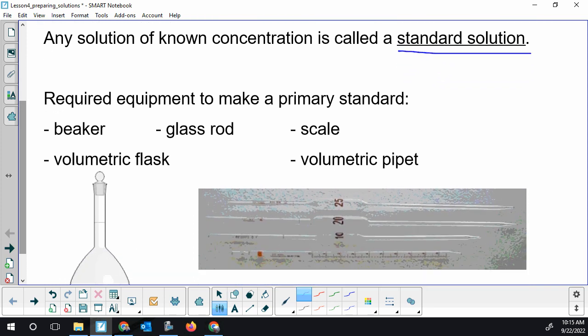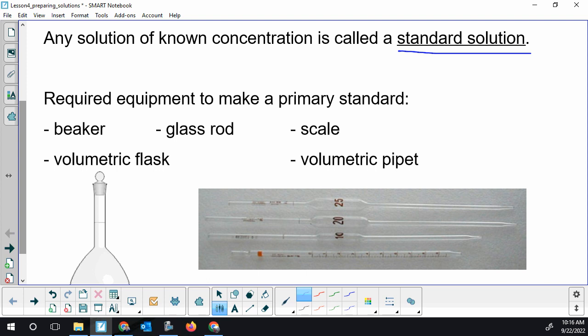So you're going to need a beaker. You're going to end up collecting your solute in a beaker, and you're going to dissolve it in a beaker. Beakers aren't good for precise measurements, but they're nice for collecting things, transferring things, and in this case, dissolving our solute. We'll need a glass stirring rod to break up that solute, stir it to make sure it dissolves. We need to know the mass of the solute.